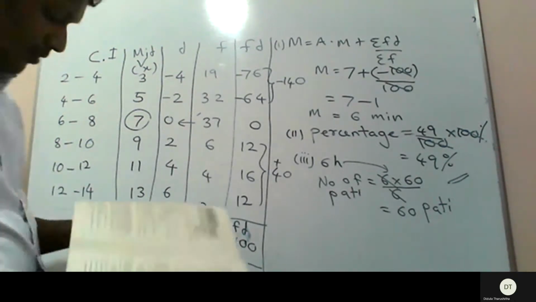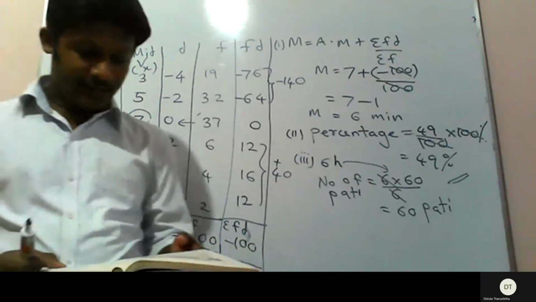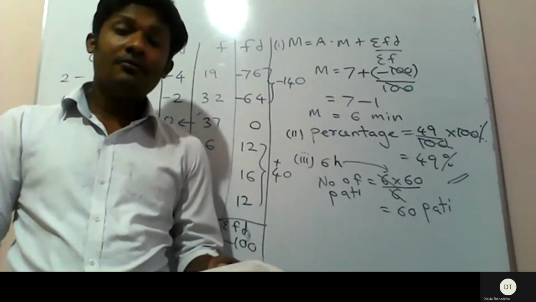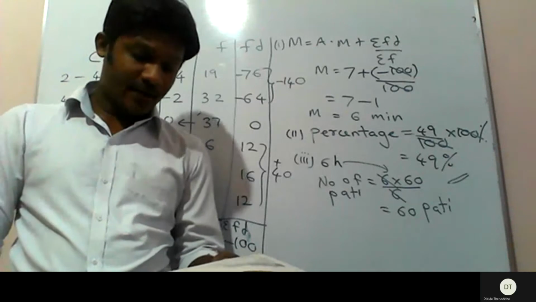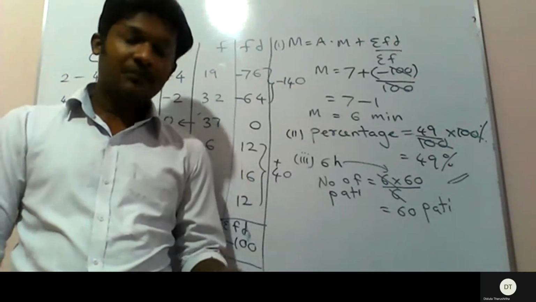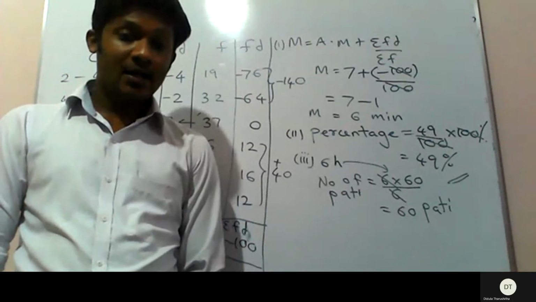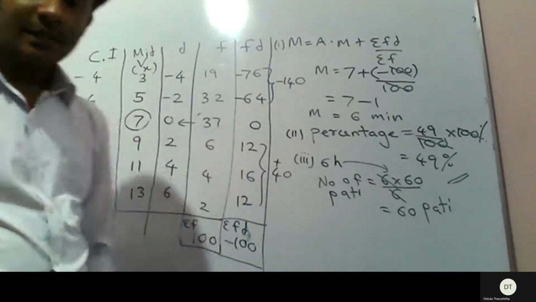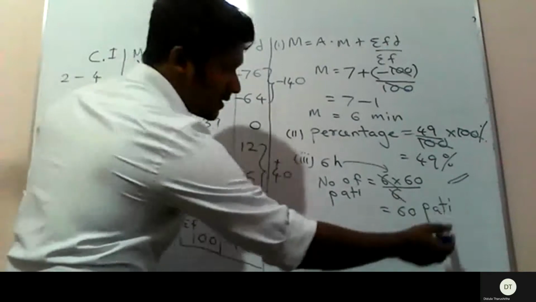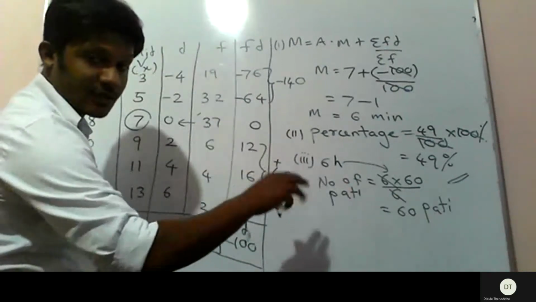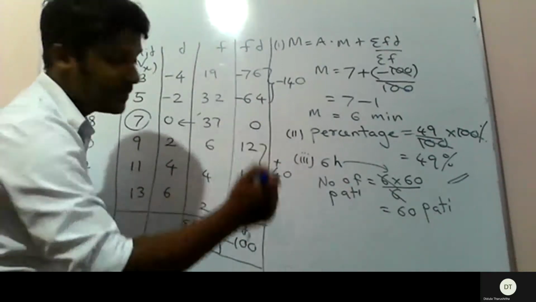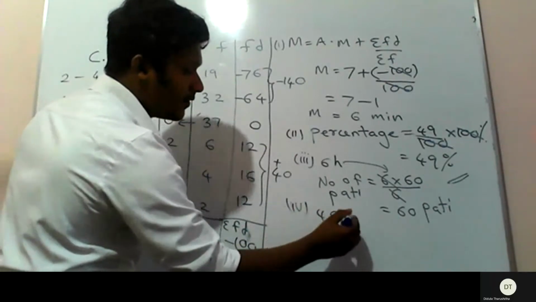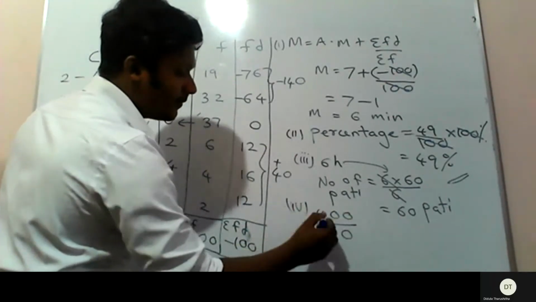Question number 4. Estimate the minimum number of doctors required for the 400 patients who arrive at the outpatient department on a certain day. Estimate the minimum number of doctors. Then, Putha, we know one doctor can check 60 patients. Now, how many doctors? We know 400 patients divided by 60.